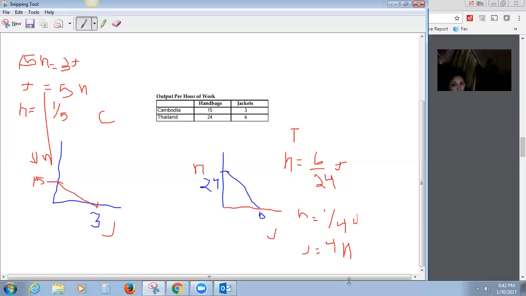Cambodia here or Thailand here? Is this Thailand? 24 and 6? Cambodia or Thailand? Who should be producing jackets? Thailand. And why Thailand? Because Thailand has a lower opportunity cost. Exactly. And so if Thailand should do jackets, then that means Cambodia should do the handbags.